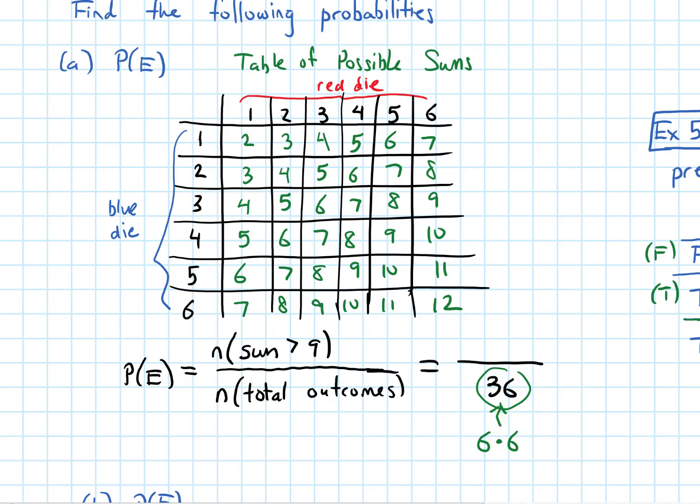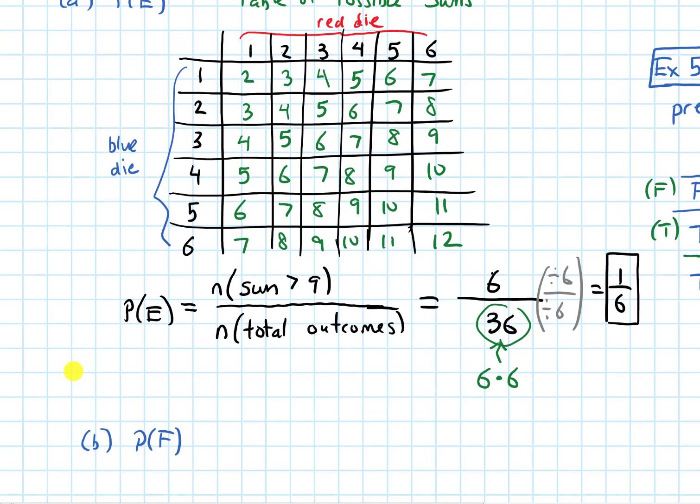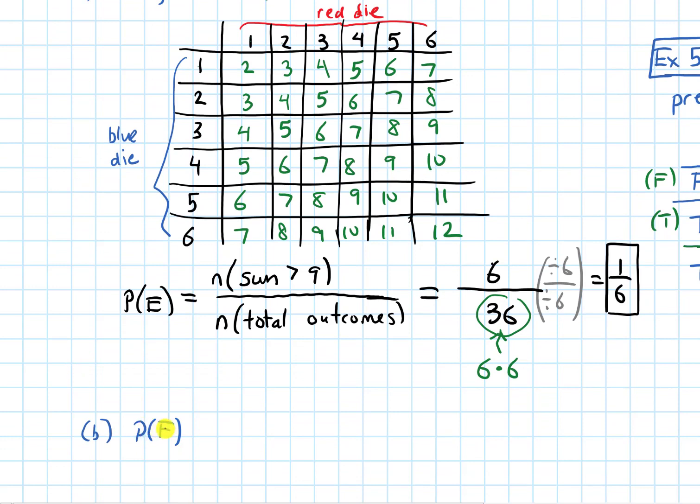So how many of these have the sum being greater than 9? Well, that's these 3 10s, the 2 11s, and this 12. So there are 6 outcomes where that happens. And I could simplify this by dividing the top and the bottom both by 6. And doing that, we get 1/6 for our probability. Alrighty, let's do part B, which is asking what's the probability of F occurring?